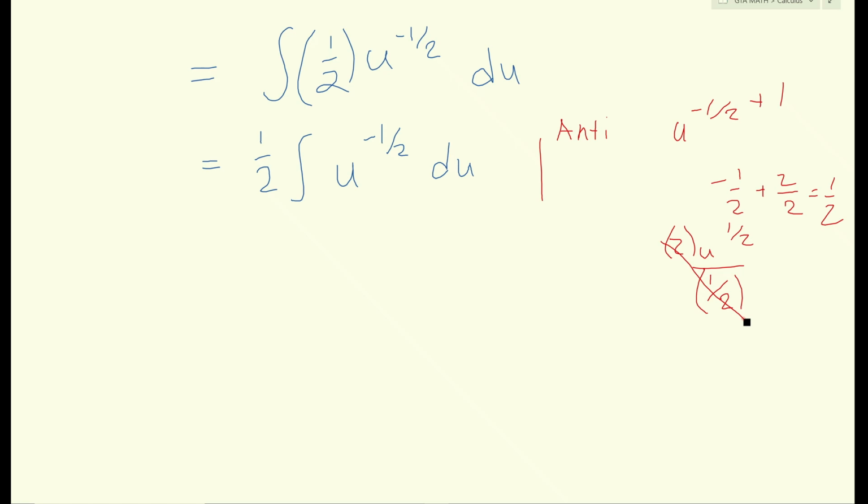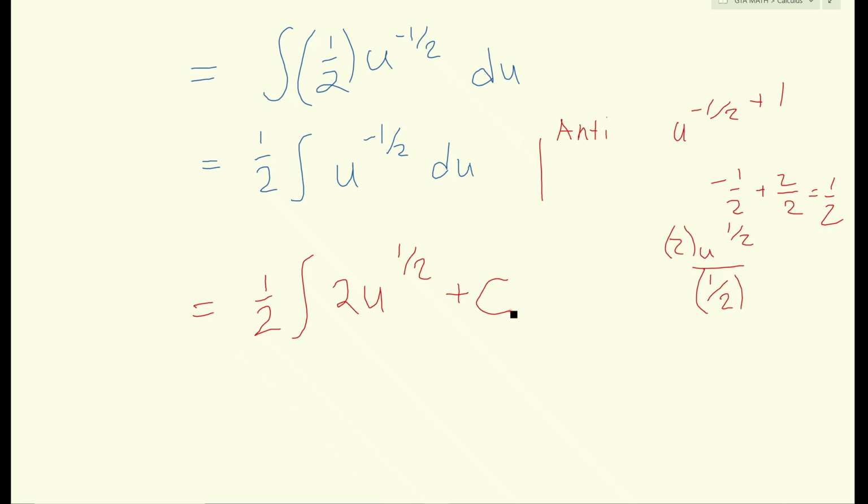That's a bad step. I'm gonna erase that. And this is what it's gonna look like. So now we're gonna have 1/2 and then we're going to have 2u to the 1/2 plus c.